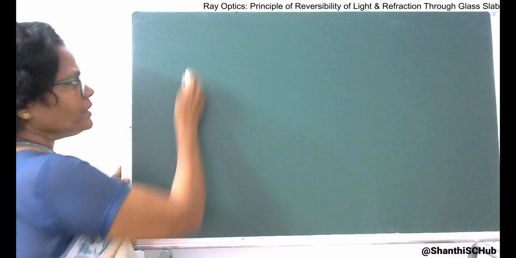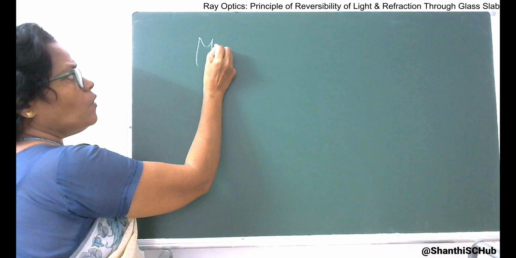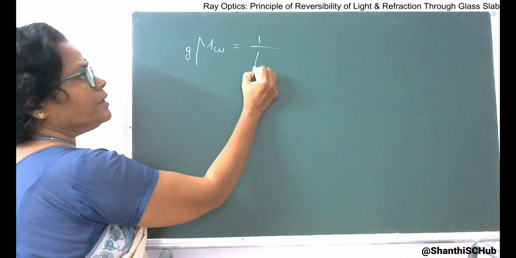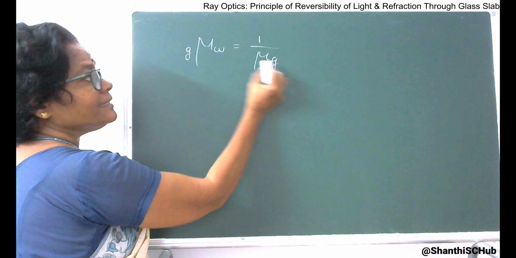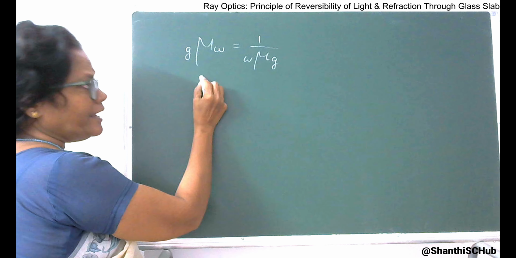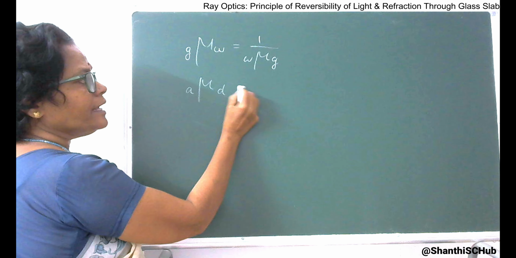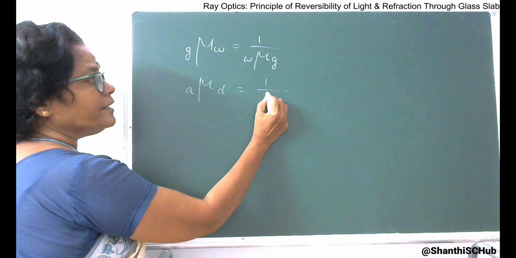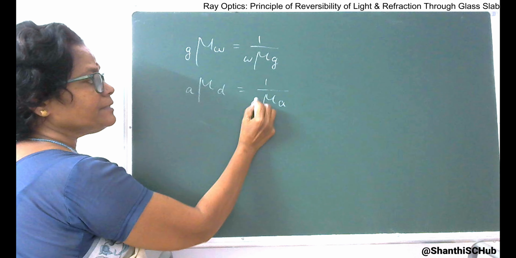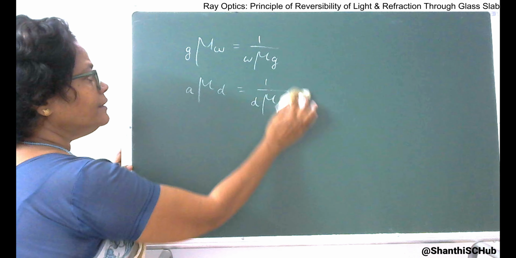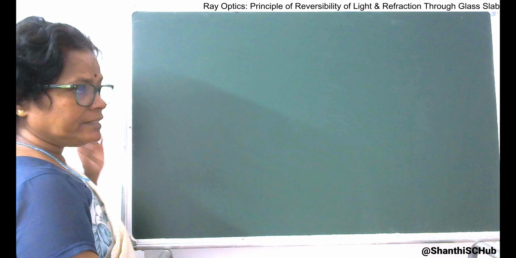Like this you can form: refractive index of water with respect to glass is equal to 1 upon refractive index of glass with respect to water. You can again make refractive index of diamond with respect to air is equal to 1 upon refractive index of air with respect to diamond. So in this way you learn from the principle of reversibility of light.